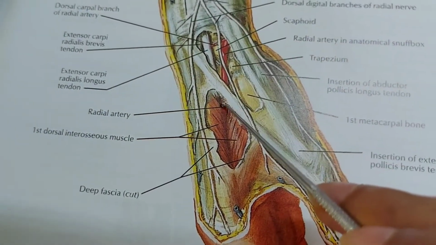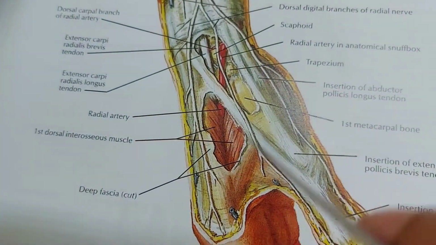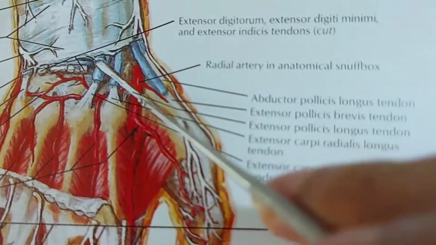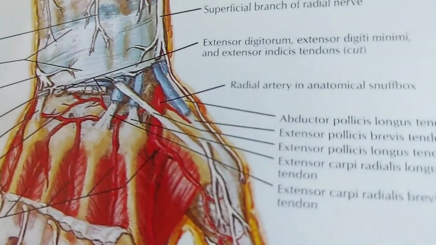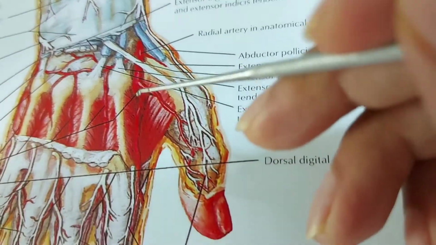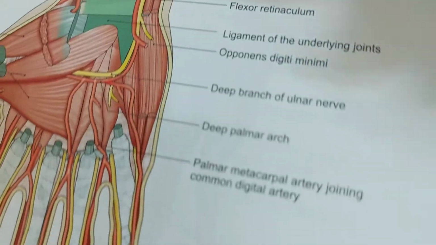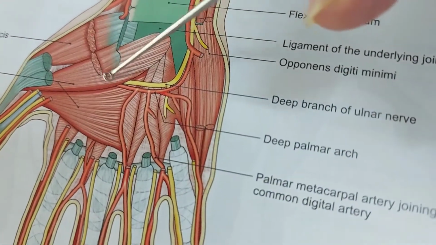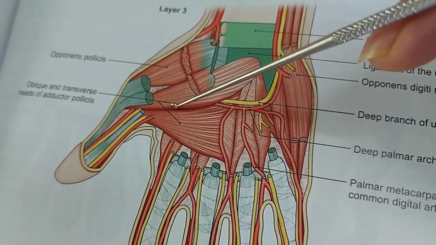Through this first dorsal interosseous muscle, the radial artery enters into the palm of the hand. Here we see the radial artery. It winds round the back side of the hand or wrist joint, and here we see the first interosseous muscle, which is pierced by this artery. After piercing this first interosseous muscle, the radial artery enters into the palm of the hand through the two heads of the adductor pollicis muscle.